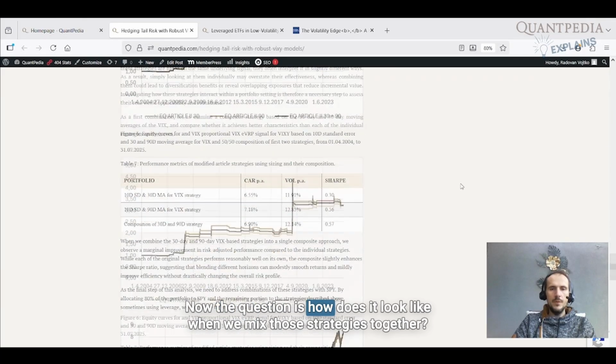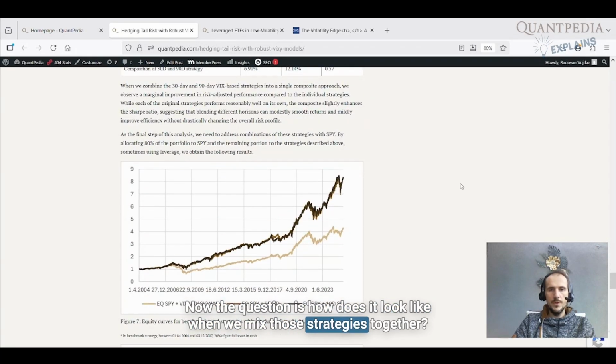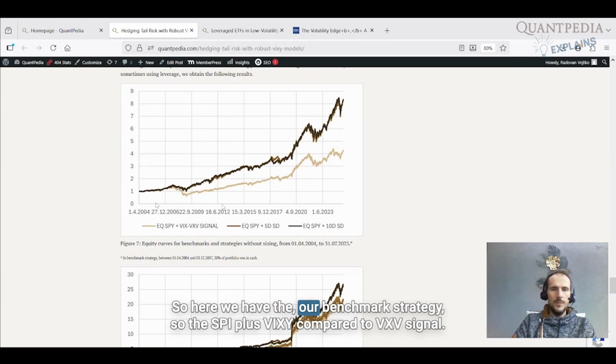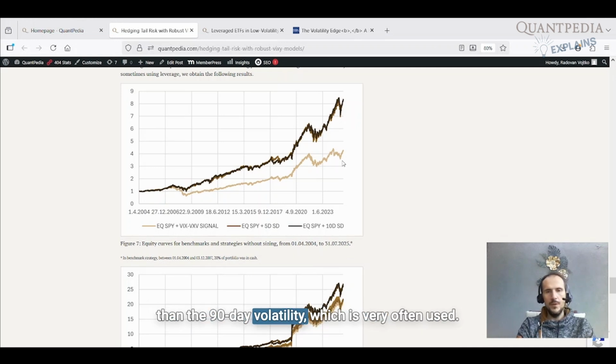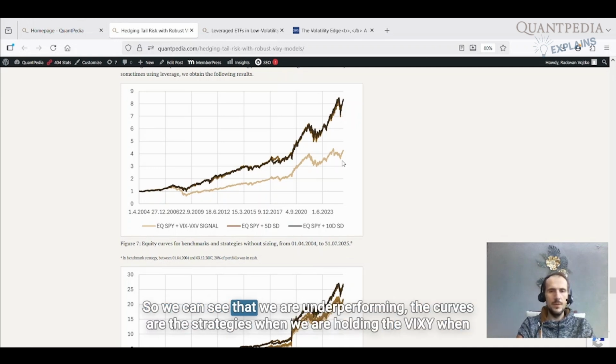Now, the question is, how does it look when we mix those strategies together? So here we have our benchmark strategy. So the SPI plus VIX compared to VXV signal, so a naive hedge when we hold the position in the VIX only when the VIX 30-day implied volatility is higher than the 90-day volatility, which is very often used. So we can see that we are underperforming.